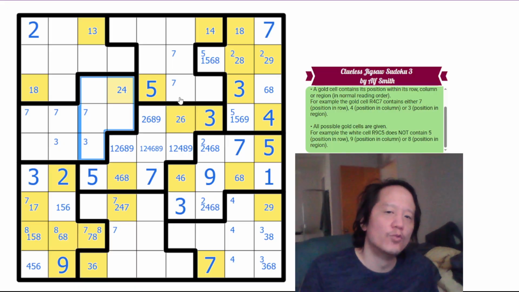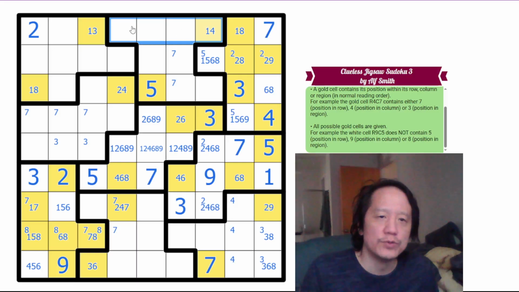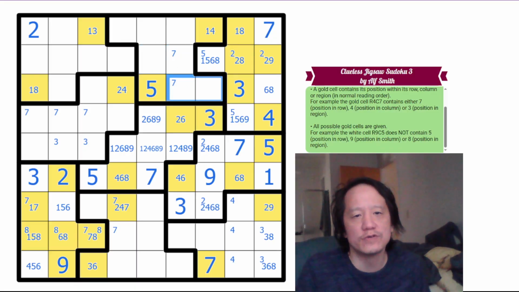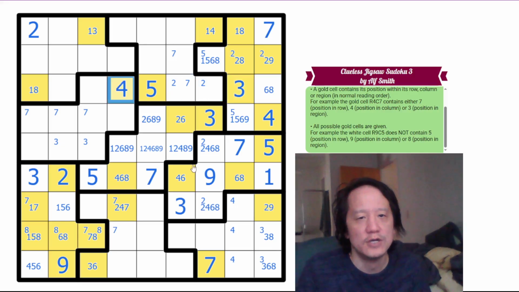Where's the 2, though, in region 2? Can't be here anymore because of the 2 in the row. Can't be here because that's white cells. So it must be one of these 2, which eliminates 2 in the rest of the row. So this can't be 2. This is 4, which eliminates 4 in the rest of the column.